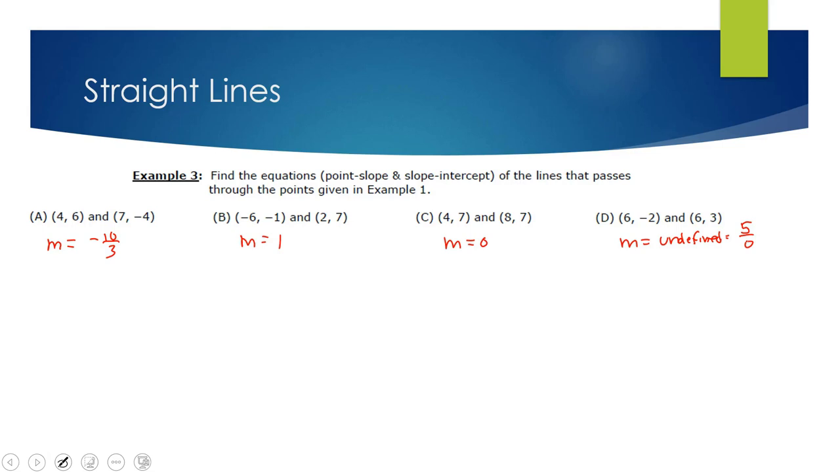Because what I'm going to do now is use point-slope for A, which means I'm going to pick one of the points. It doesn't matter which one I pick. So I'm just going to pick the (4, 6). And according to point-slope form, y minus this y coordinate, which would be y1, so 6, equals negative 10/3 times x minus x1. x1 would be the x coordinate of that point, so 4. So this is the point-slope form.